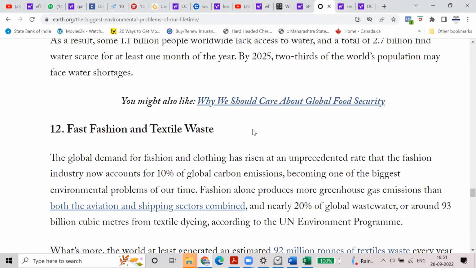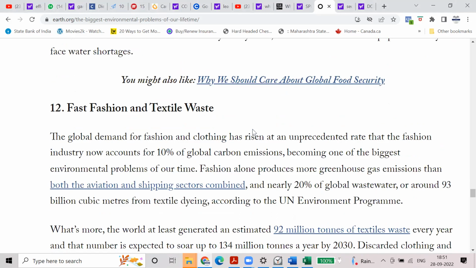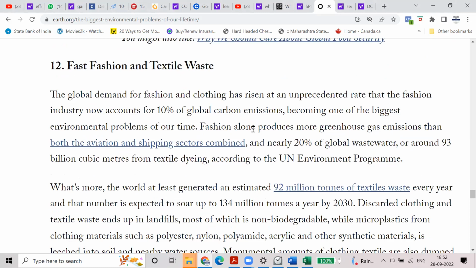Fast fashion and textile waste. Remember, I have right now a pile of clothes lying on the chair, which I'm thinking what to do with. They're all good clothes, but just because they are not in vogue, I don't know whether I should be wearing them. These are the times where I used to wear a certain pattern at a certain time of my age. But now nobody wears this. So I'm thinking what has to be done. That's fast fashion.